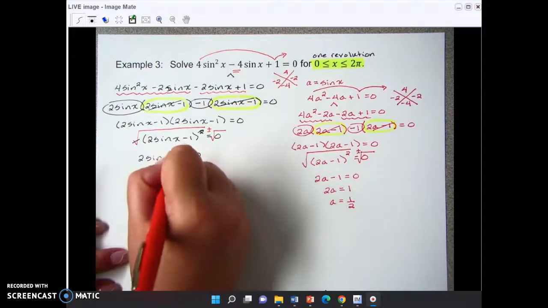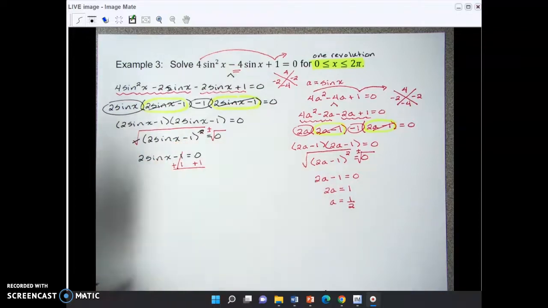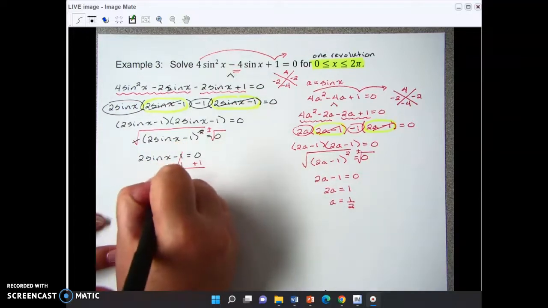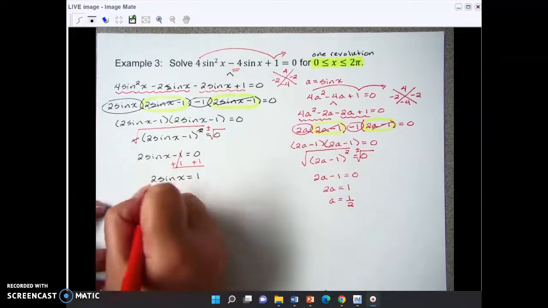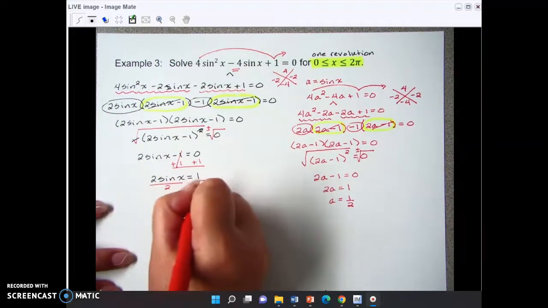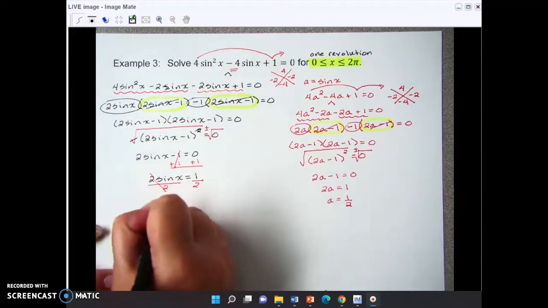So if I continue to solve for sine of x, we're going to add 1 to both sides. So I get 2 sine of x is equal to positive 1. And then I'm going to divide both sides by 2. And I get sine of x is equal to 1/2.